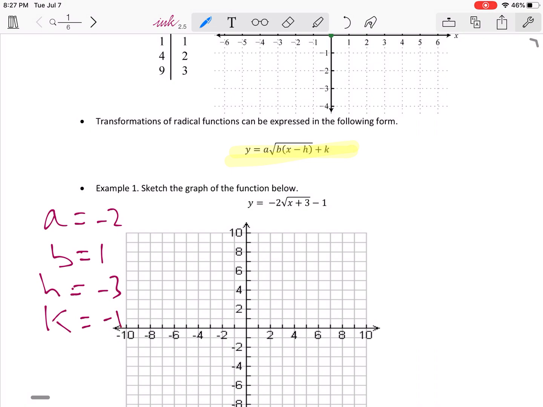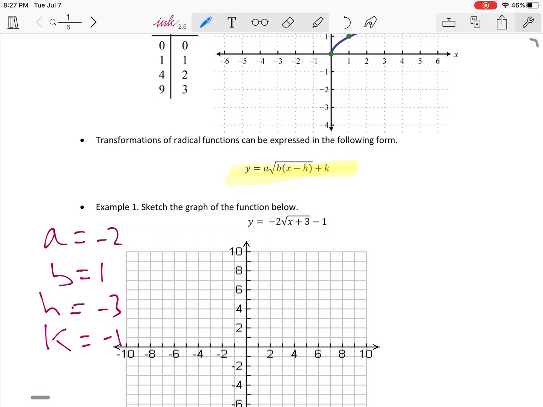Okay, so let's take the original coordinates we see at the top there, and we'll start doing the mapping. Okay, so we've got 0, 0, 1, 1, 4, 2, and 9, 3. So the first thing we can do here, remember, just like before, you save the translation to the last step. Okay, so the first thing we can do is incorporate that vertical stretch, which is a factor of negative 2, so it's going to involve a reflection as well.